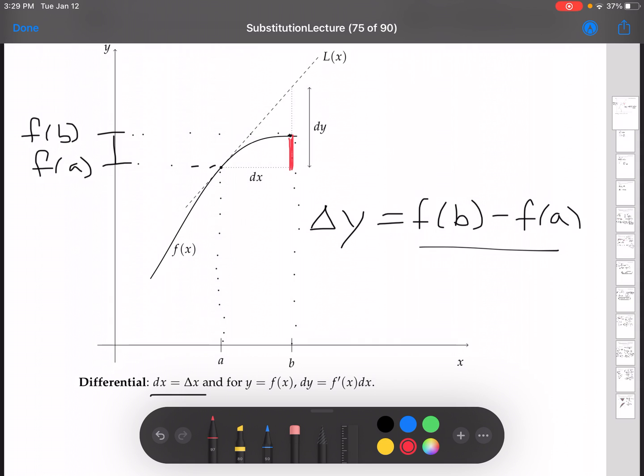Now dy is defined as this whole thing here, f prime of x dx. And that's this distance here. So you can see here that the change in y and dy are not very close. Remember, change in y was this little piece here. This is not even close to dy.